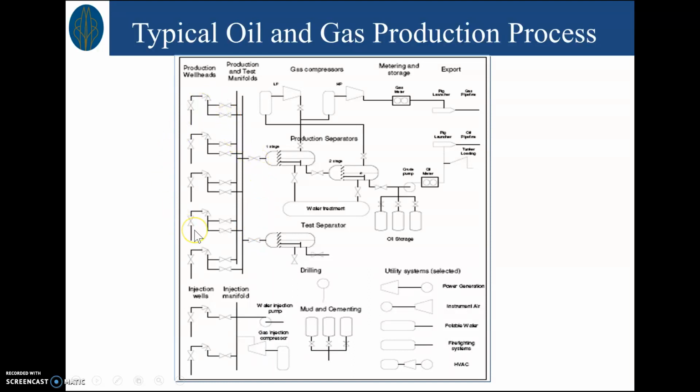This is all about the production wells. At the same time, sometimes we may have some injection wells depending on the reservoir pressure. If reservoir pressure is declining, then we need to support it. One way of supporting the pressure is by injecting water or gas into the reservoir. So this is just a simple production flow diagram.